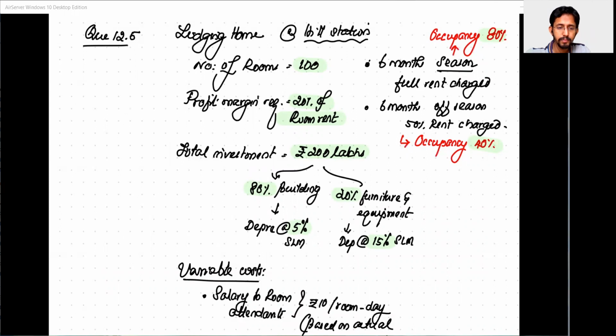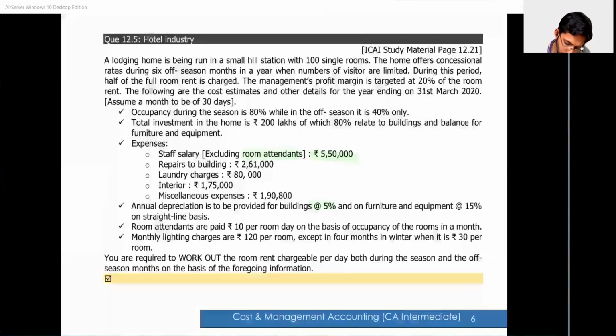Then laundry charges 80,000, interior 1,75,000, and miscellaneous expenses taken to be 1,90,800. Now, annual depreciation is to be provided for buildings at 5%, as well as the furniture and equipment at 15%, both on straight line method. Okay, now going further, the room attendants are paid ₹10 per room day on the basis of occupancy of the rooms in a month. So whatever be the actual occupancy during a particular period, the room attendants are paid at a rate of ₹10 per room based on the actual occupancy. Okay, now monthly lighting charges are 120 per room.